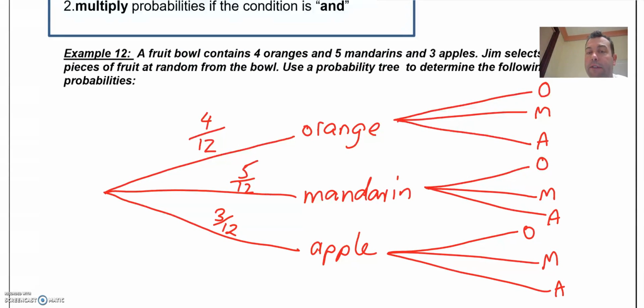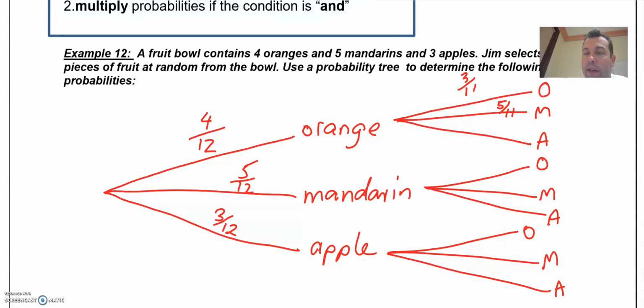Now, this is where it becomes a little bit tricky. Because I've taken an orange out of that bowl, there are 11 pieces of fruit left in the bowl now, and only 3 of those 11 pieces of fruit are oranges. So the probability of choosing an orange after having already chosen an orange is 3 out of 11. This number has gone down by 1 because I've chosen an orange. Now, for a mandarin, there are still 5 mandarins in the bowl because I took an orange out the first time. So this one here is 5 out of 11.